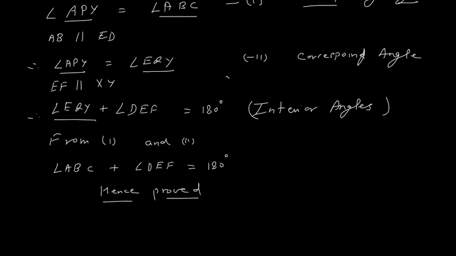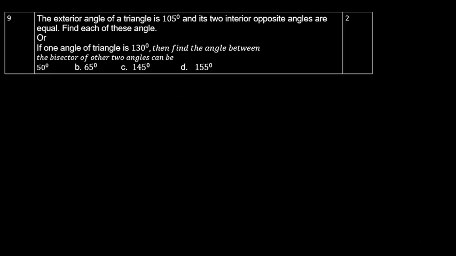Now the final question: the exterior angle of a triangle is 105 degree and its two interior opposite angles are equal. Find each of these angles. The exterior angle of the triangle is 105.